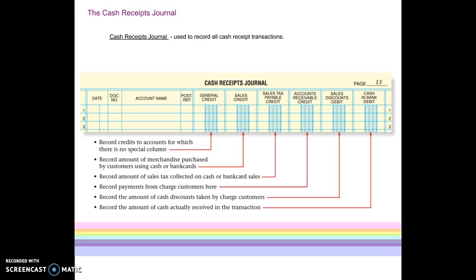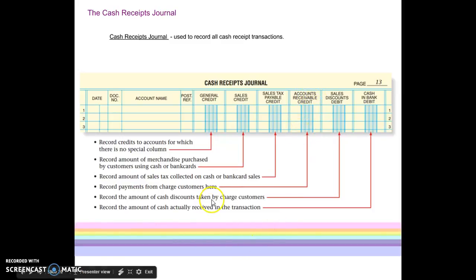Well, we record the credits to the account for which there is no special column. So if it's not a sale, if we do not have a sales tax payable, if we do not have an accounts receivable credit, then it's going to have to go as a general credit. The second column, the sales credit column, records the amount of merchandise purchased by customers using cash or bank cards. So whenever we have a sale, we're going to put it here. Then we record the amount of sales tax collected on cash or bank sales. Right here is the tax that we are going to be charging. Then we record the payment from the charged customer, right here, accounts receivable credit.